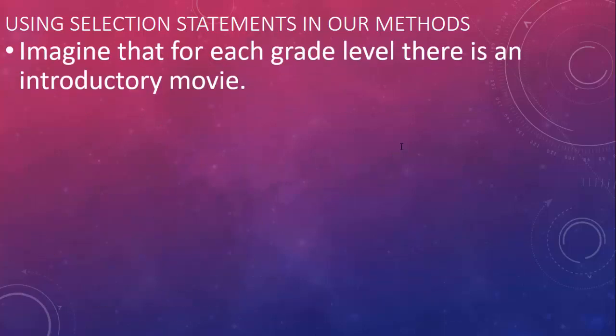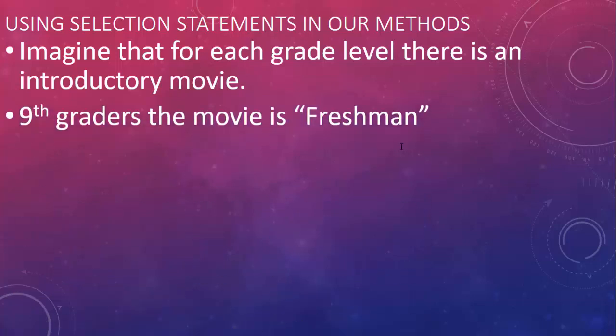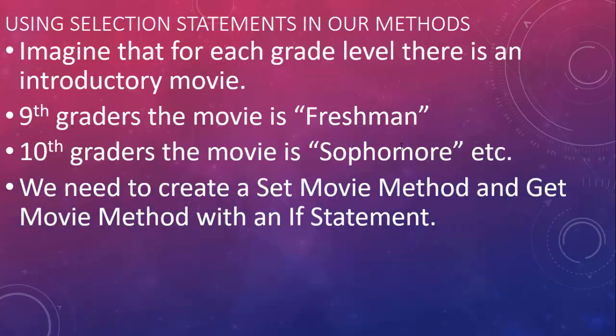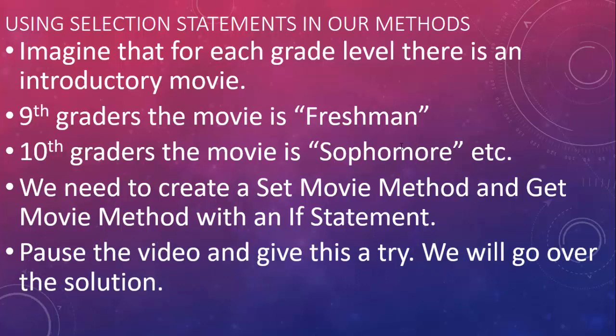object-oriented programming out. So imagine that for each grade level, 9th, 10th, 11th, and 12th, there's an introductory movie. A lot of times at orientation, there are some introductory movies about classes that certain grade levels can take. We'll say 9th graders watch an orientation movie that's simply called Freshman. We have 10th graders. Their movie is called Sophomore, 11th grade juniors, 12th grade seniors. So we need to create a set movie method and a get movie method with an if statement. What I need you to do is pause the video and give it a try, and then we'll go over the solution. So we need a set movie method, we need a get movie method, we need an if statement.